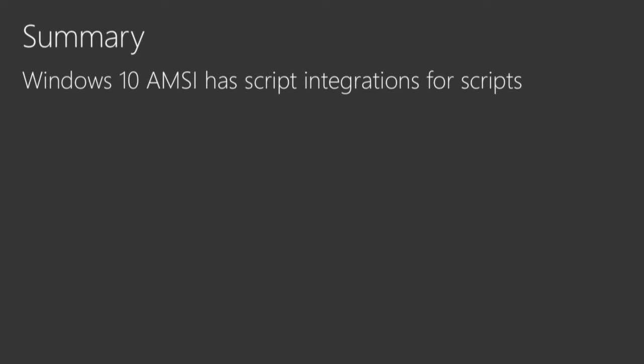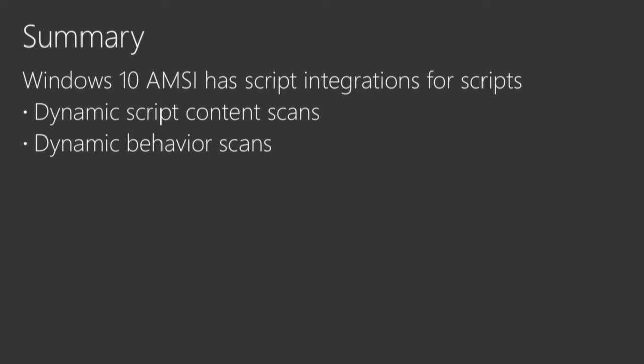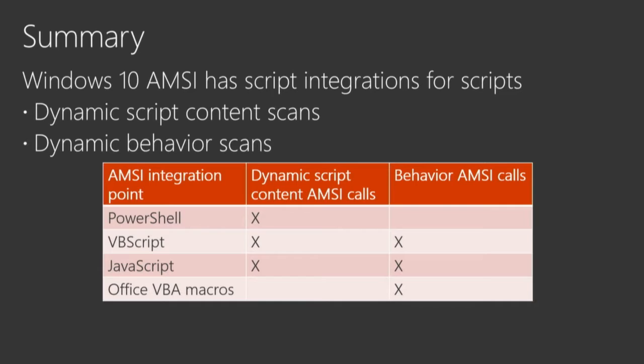Windows 10 has really cool AMSI integrations where the scripts are calling into the default installed AV product from several really cool places where we can do really good script machine learning-based protection. There are the dynamic script content scans, where the AMSI contents are the script content itself, even dynamically during execution at certain points if they try to load further script code, for example. And then we also had the dynamic behavior scans. Here's a quick summary of the support we have in the latest Windows 10.